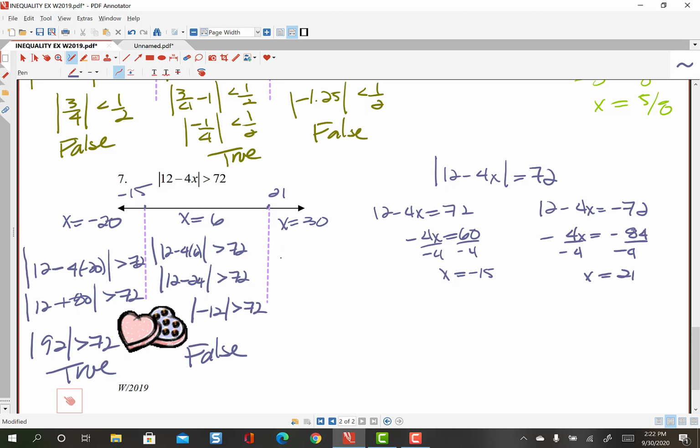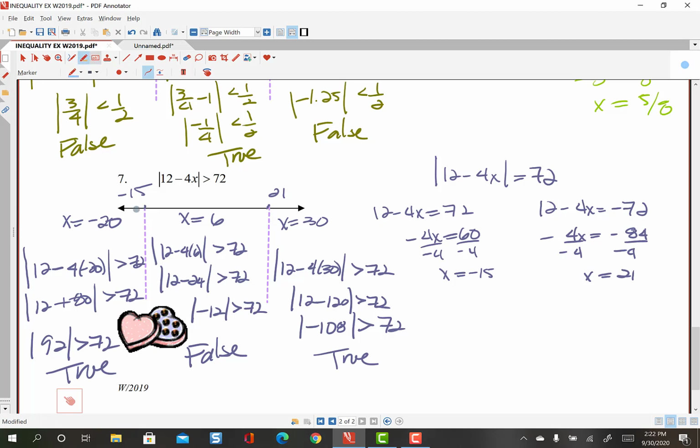And now over here on the end, I have 12 minus 4 times 30. So this is 12 minus 120. Or my goodness, what is that? Negative 108, and absolute value is greater than 72. Well, think about it. If you were going to take the absolute value of negative 108, it turns out to be 108. That's bigger than 72. This is going to be true.